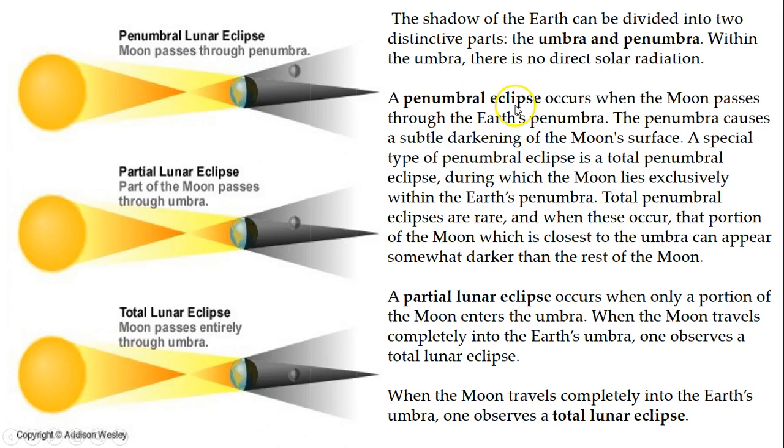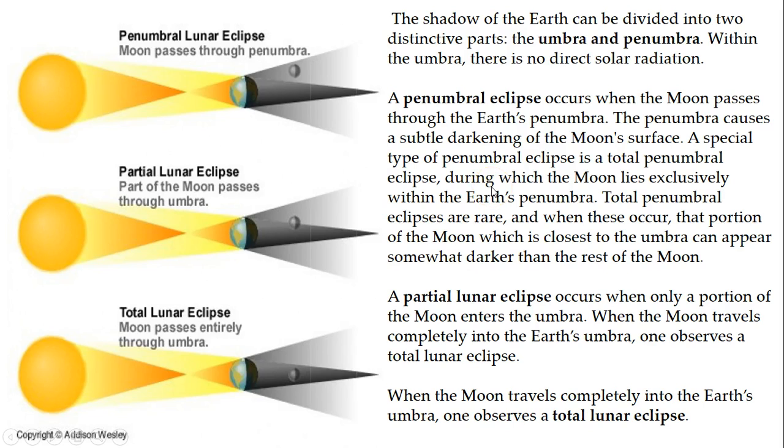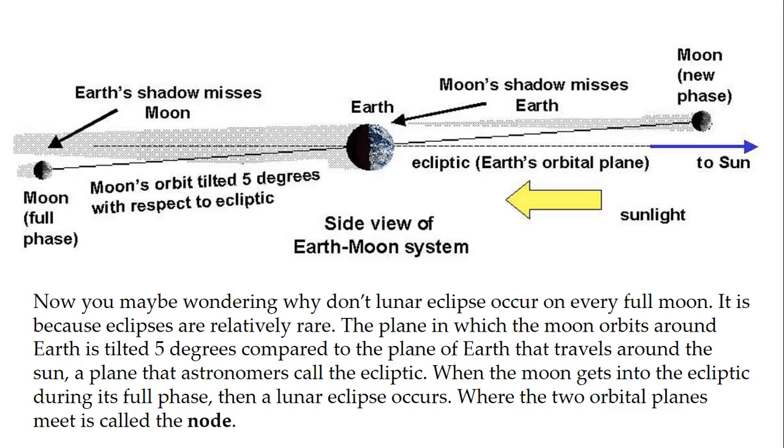Whenever the moon is passing through the penumbra, you have what is called a penumbral lunar eclipse. Then, whenever it's half into the umbra and half into the penumbra, you have a partial lunar eclipse. And whenever the moon is actually in the umbra, it is a total lunar eclipse. So there are the three types of lunar eclipses that you can see.